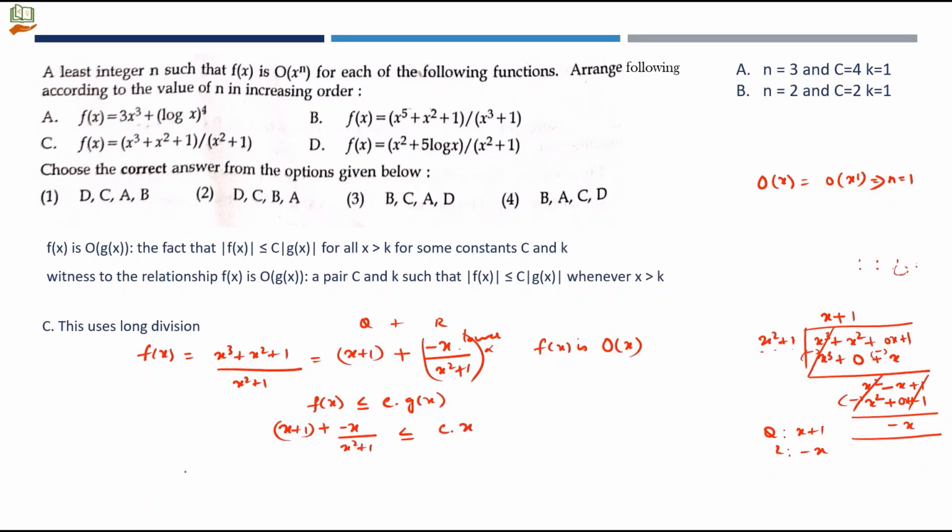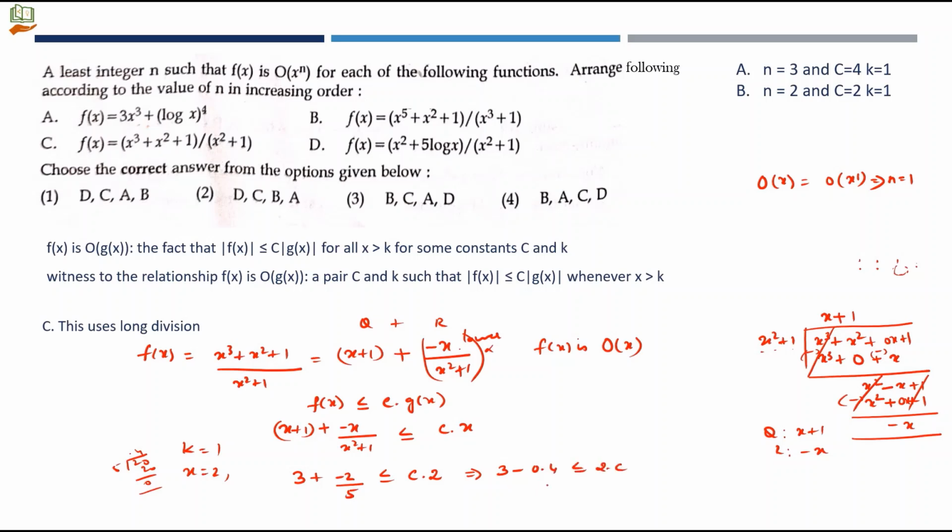We will substitute x is equal to 2 as usual because it should be greater than k, where k will be 1. 2 plus 1 will give 3, plus minus 2 divided by 2 squared is 4, 4 plus 1 is 5, less than or equal to c into x, which is actually 2. What is minus 2 divided by 5? So 2 divided by 5 will be 4 fives are 20. It's 0.4. 3 minus 0.4 less than 2 into c.